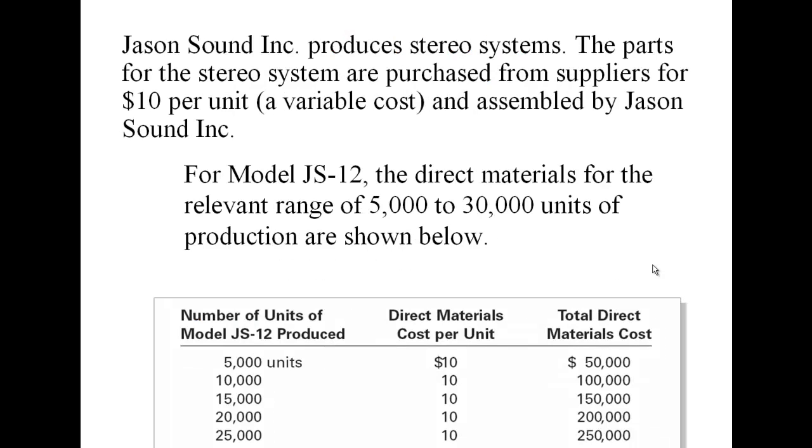It says Jason Sound Incorporated produces stereo systems, and the parts are $10 per unit that they put in those, and Jason Sound Incorporated is going to put those together. So we can see here we have direct materials of $10 per unit. If we make 5,000 units, it's going to take 5,000 times 10, so it's going to take $50,000 direct material cost. All the way on up here to 30,000 units, it's going to take still $10 per unit, which is going to be a total of $300,000. Okay, so we can see here that the amount of direct materials varies based on the level of this activity driver, right? And the variable cost per unit is going to be the exact same, isn't it?